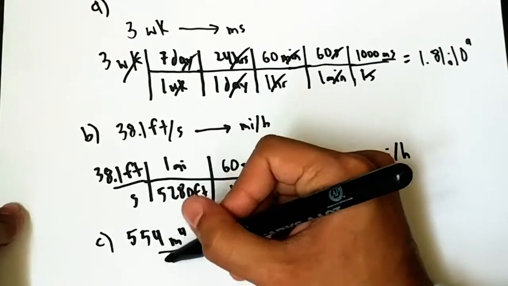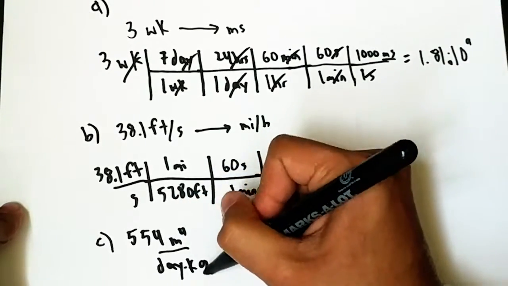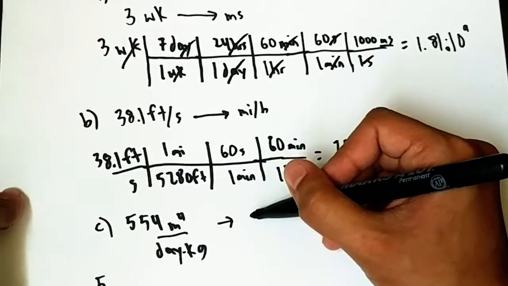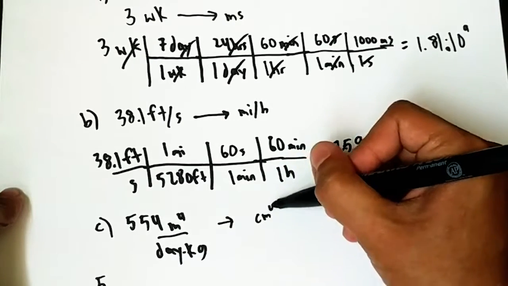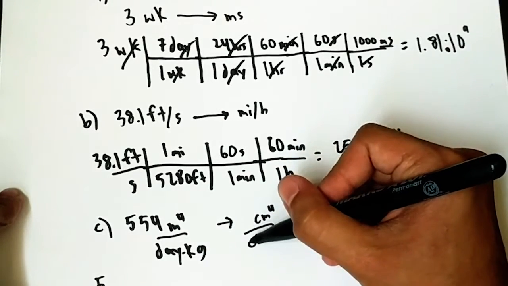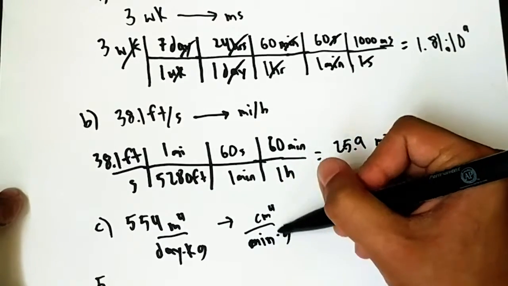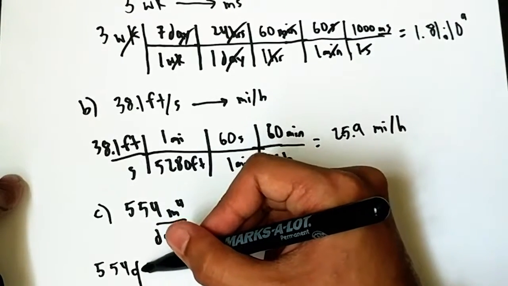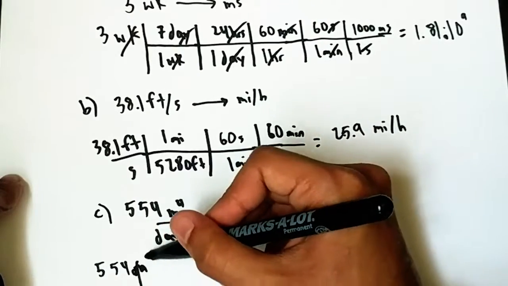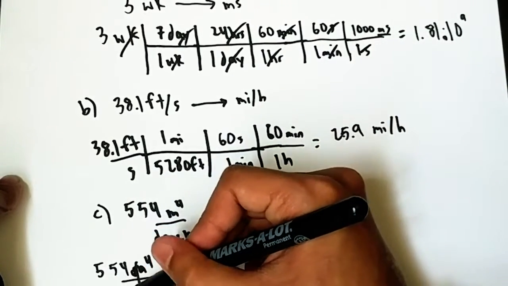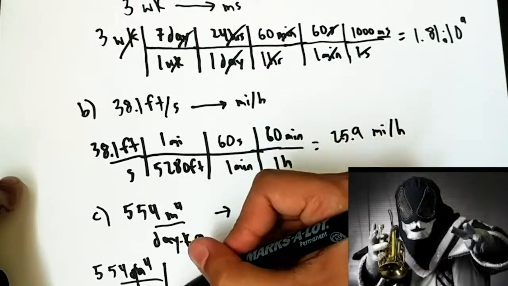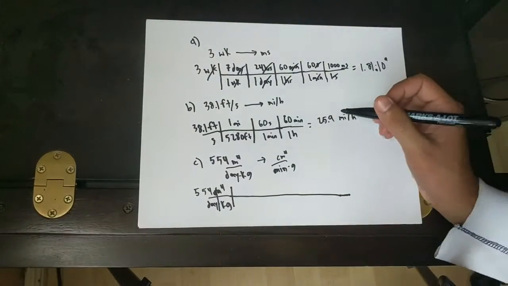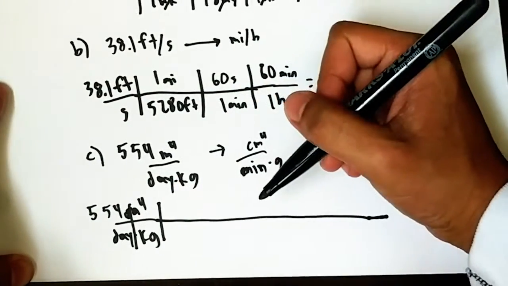And our last little bad boy, we got 554 meters to the fourth per day times kilograms. No big deal. And this is going to be centimeters to the fourth per minutes times grams. So 554. Oh my gosh, see, I already forgot the days. Meters to the fourth per days times kilograms. See, that's what I was afraid of. We're learning, guys. We're learning. And gals. We need more women in STEM. That's meters to the fourth days per kilogram, right?